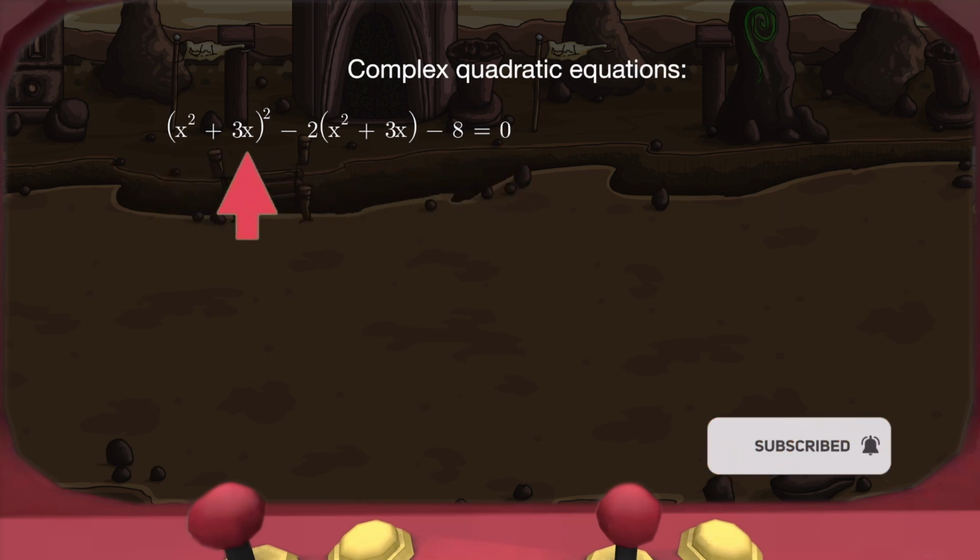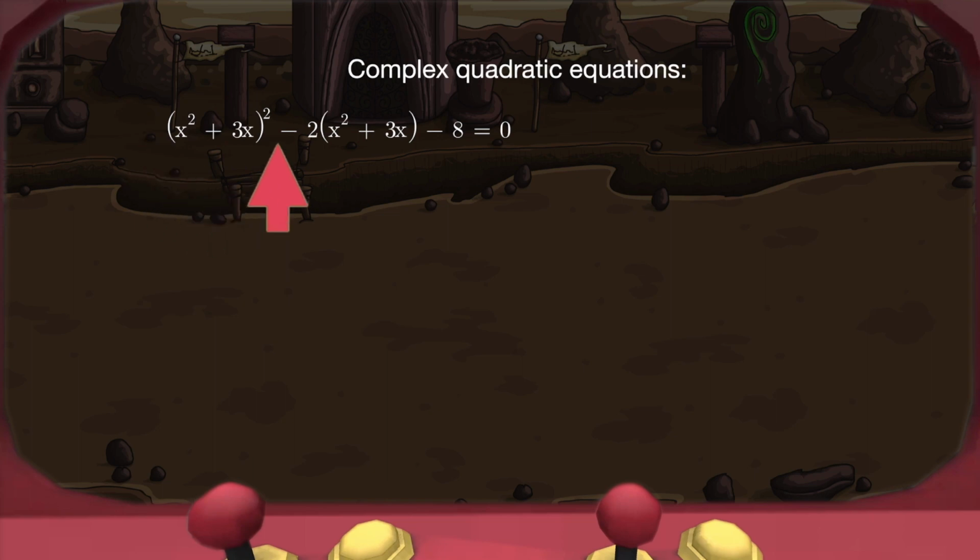Let's assume that you start out by simply doing the product of two binomials and you end up with an answer of x to the power of 4. That must be your first sign that this is a complex quadratic equation, because we usually do not want to end up with an x to the power of 4.